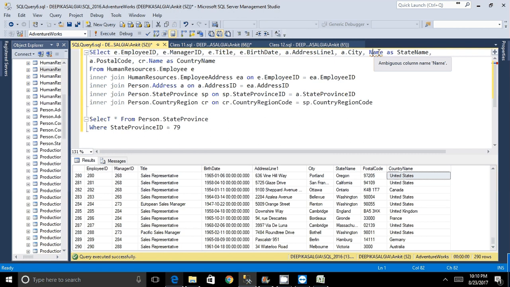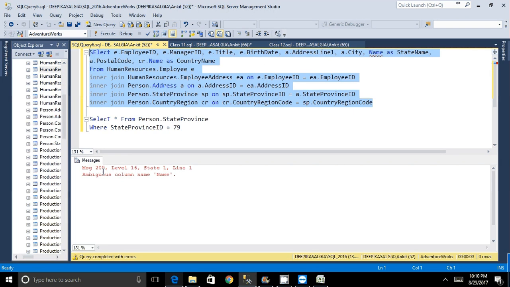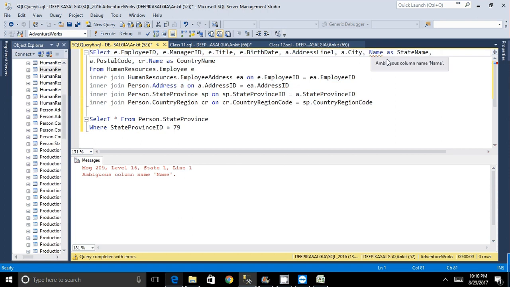So now you say give me the name column. The SQL is like, from where am I going to give the name column? Should I give you this name or the name column from this table? Because it exists in both. The SQL is now confused. It doesn't know from where to pull the name column. So you get an error, ambiguous column name. So you need to explicitly define from which table you are asking.